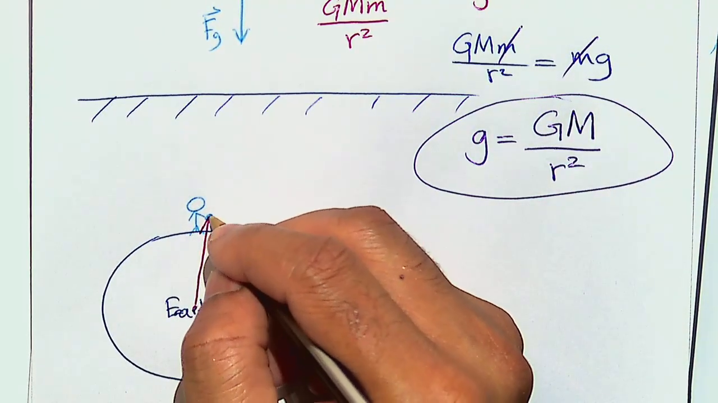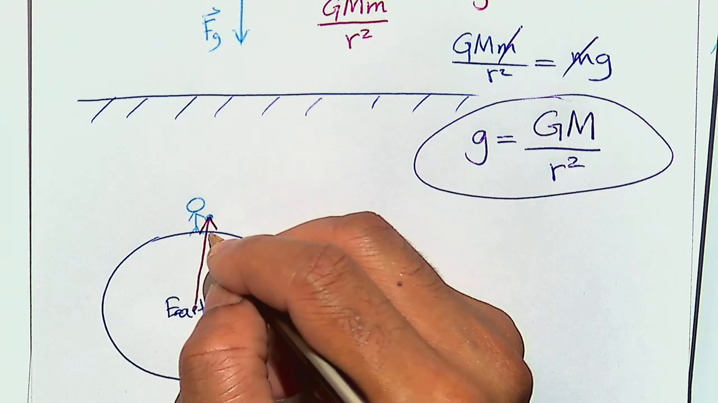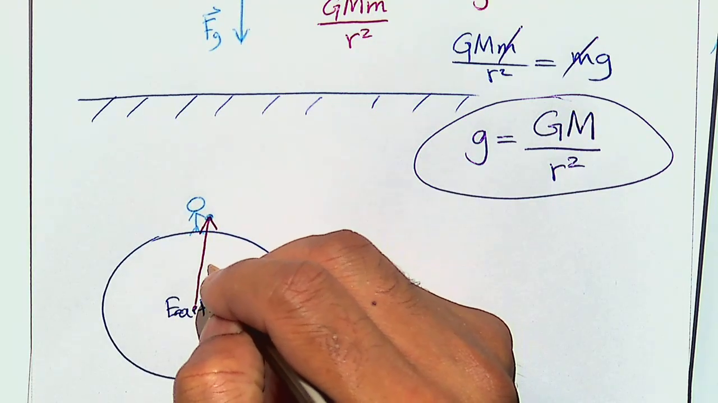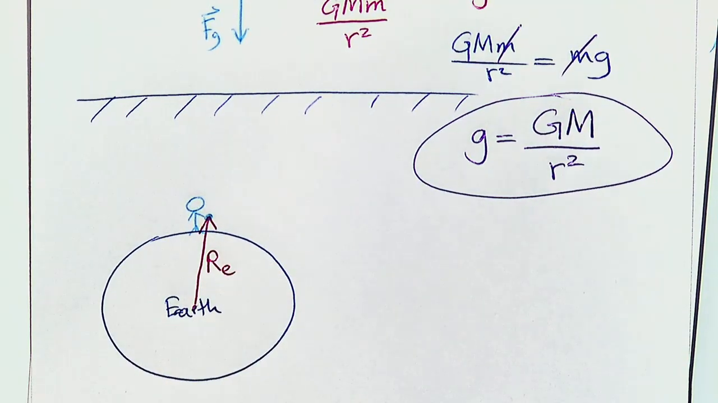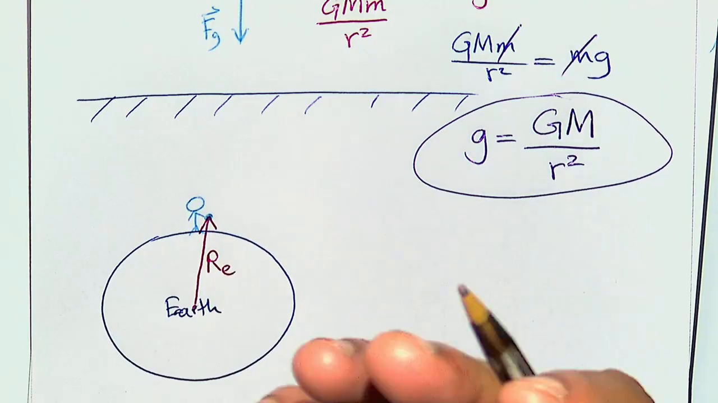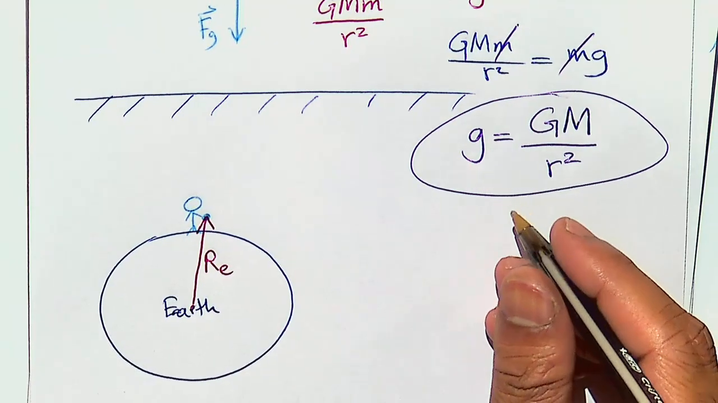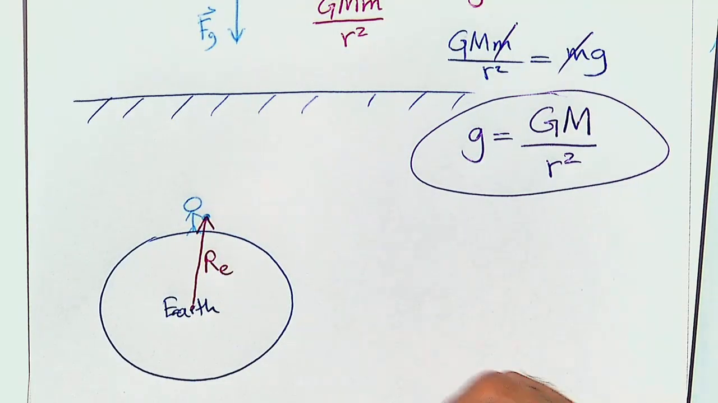But because the distance from your hand to the surface is such a small number compared to the radius of the Earth, we're just going to say this is the radius of the Earth. If you want to be really precise, you can add that height to the radius of the Earth, but it's such a small number it's not going to make a difference. The radius of the Earth is a giant number.